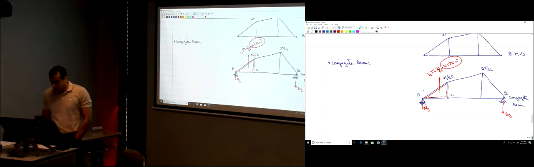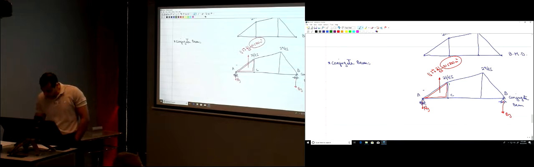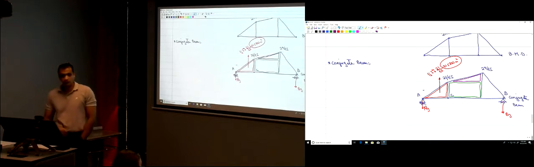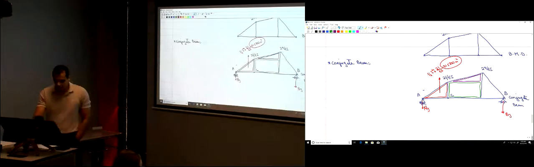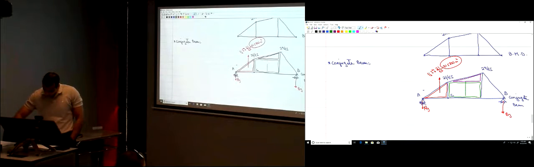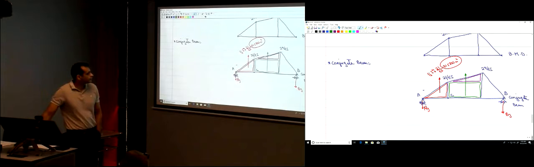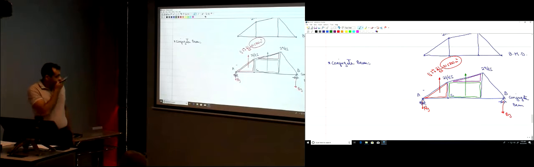And then for the trapezoidal load, to work with it, I'm just going to divide it into a rectangular load and a triangular load on top of it. How much is the equivalent force to that rectangular force? How much is that?